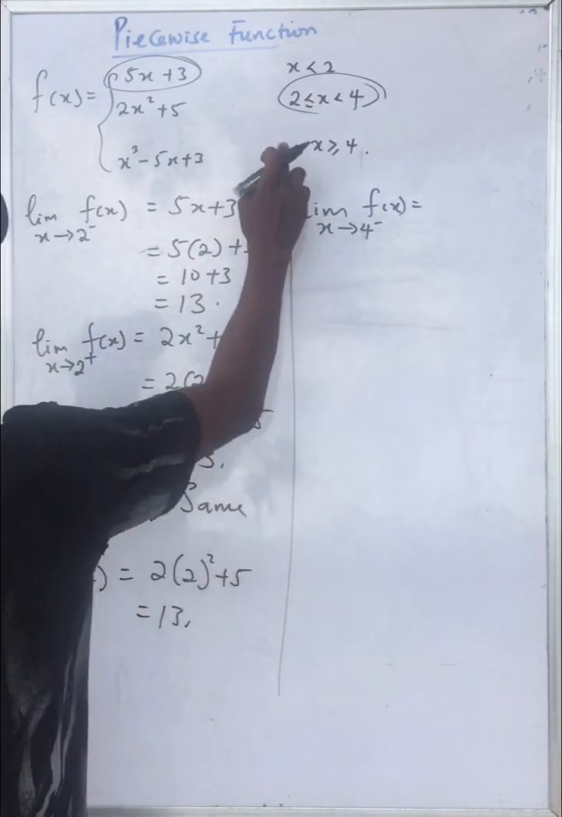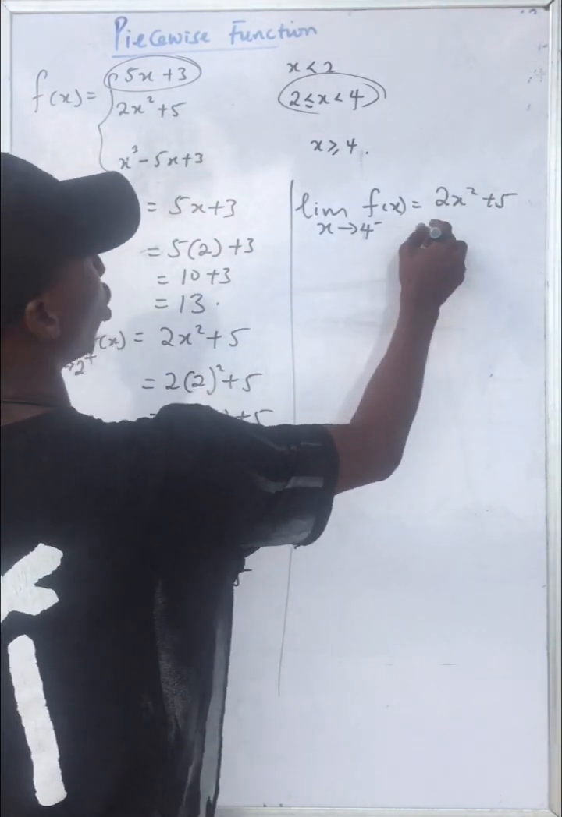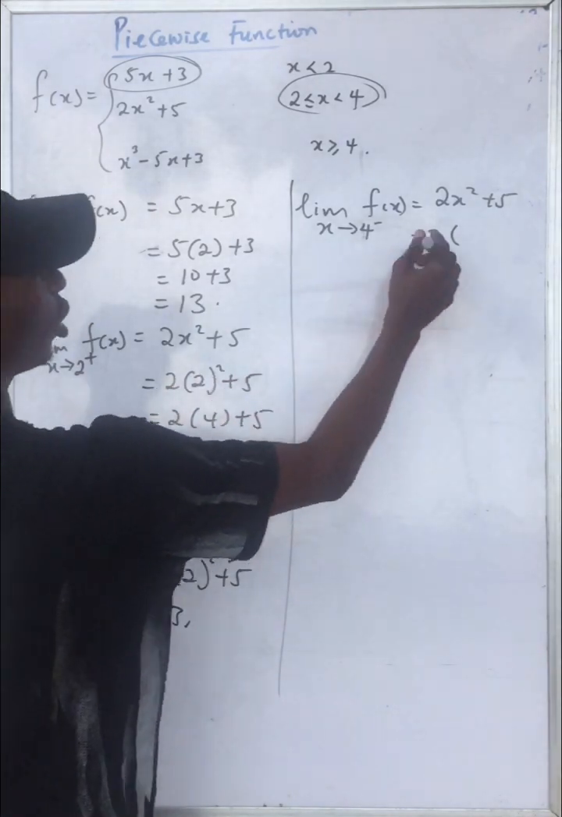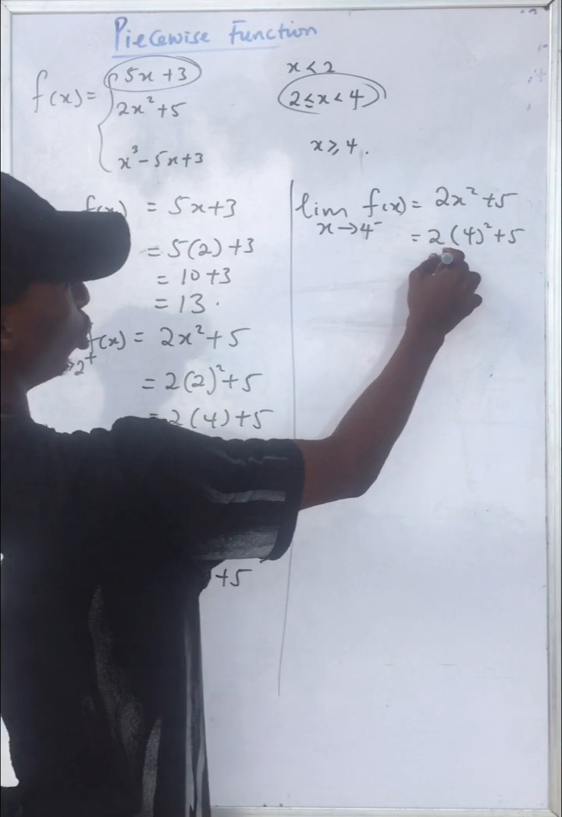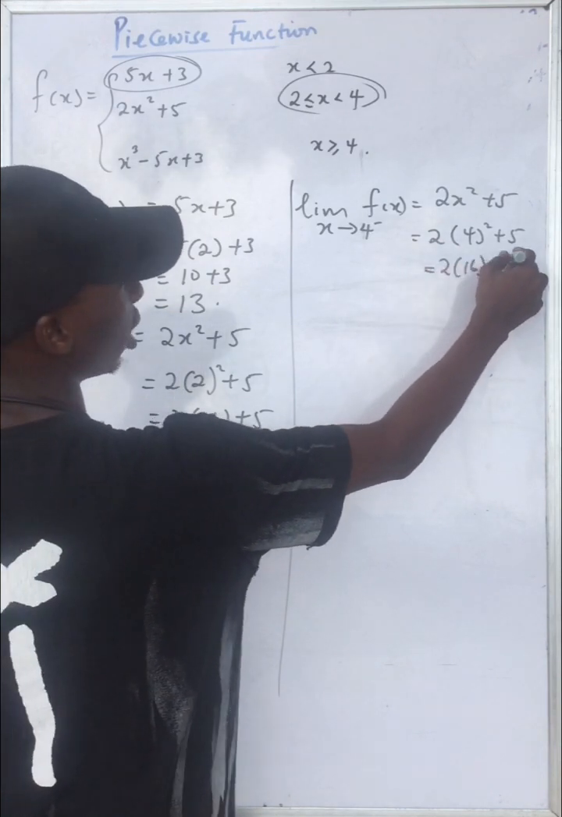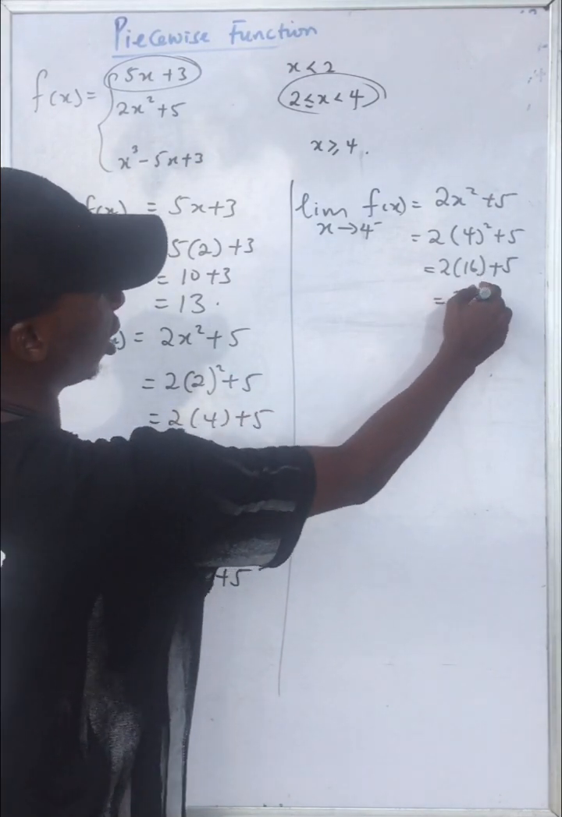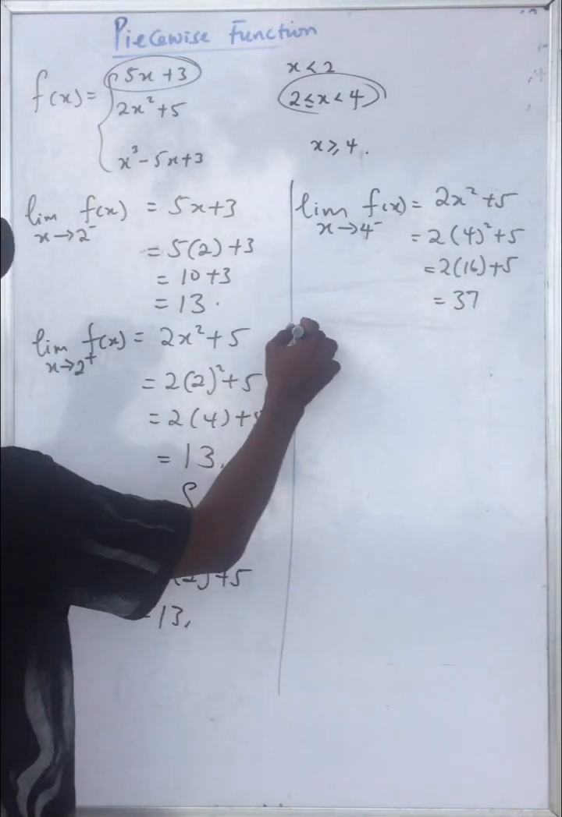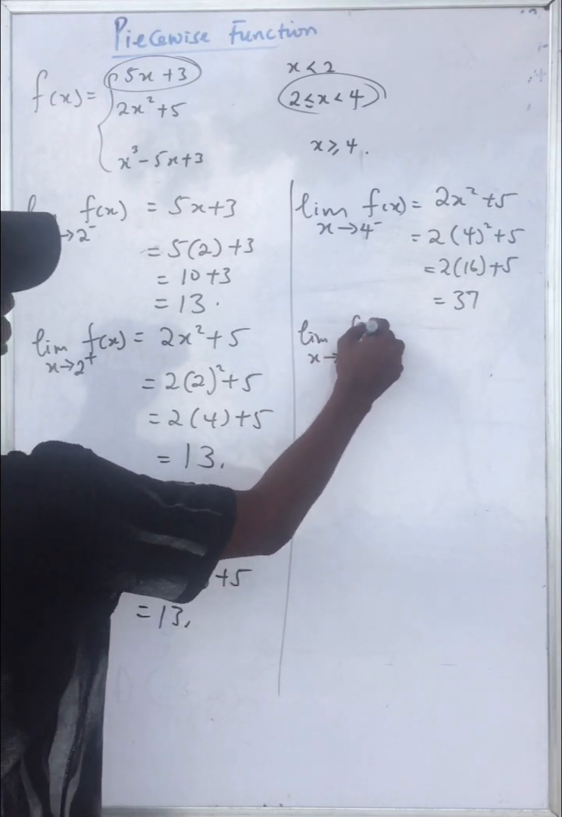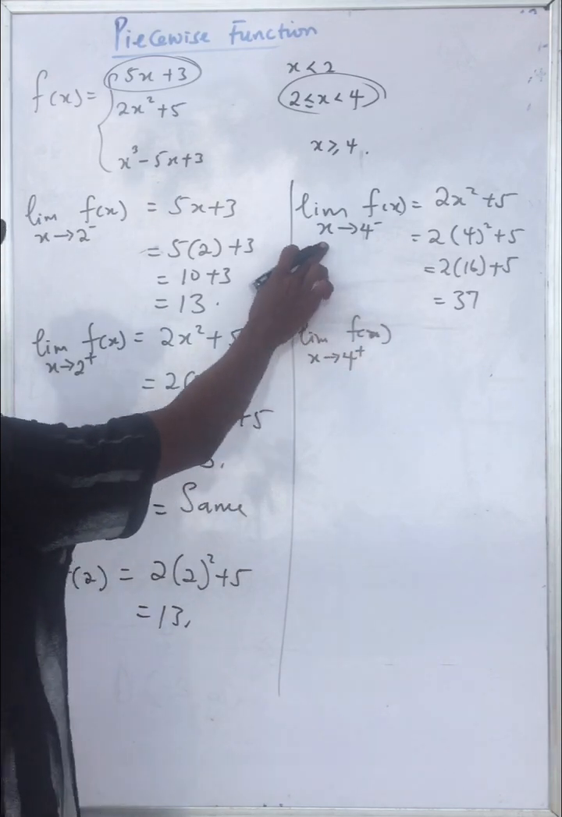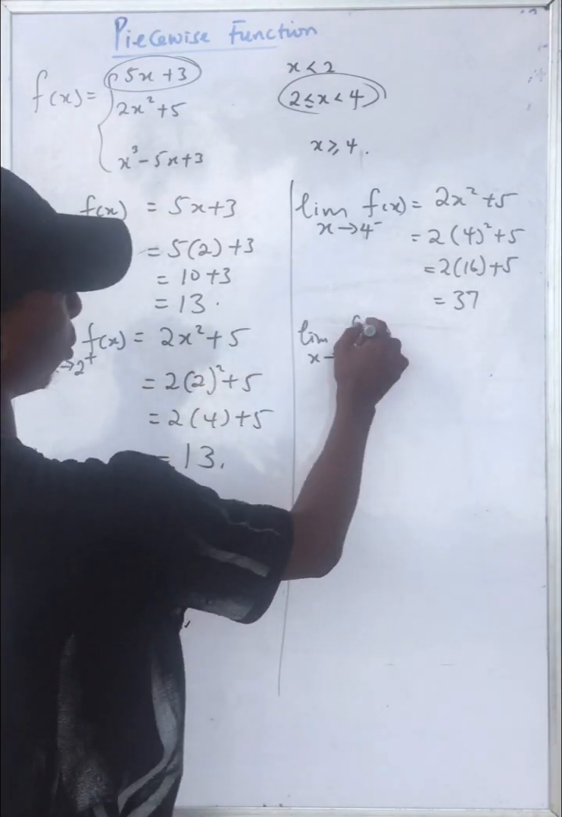So automatically the function, which is 2x squared plus 5, gives us 2 into, substitute your 4 into it. That gives you 2 times 16 plus 5. That's 32 plus 5, and that's 37. Are you with me now? So what if I'm asked to find the limit as x approaches 4 from the right of f of x? Yes, this one was the limit as x approaches 4 from the left. Are you with me now?